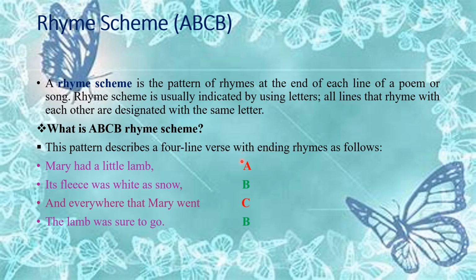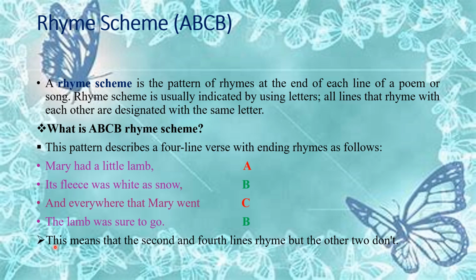Over here you can see I have given the name A to line 1, B to line number 2, C to line number 3, and again B to line number 4. So what does it mean? This means that the second and fourth lines rhyme. This is the second line and this is the fourth line, and these lines rhyme with each other.